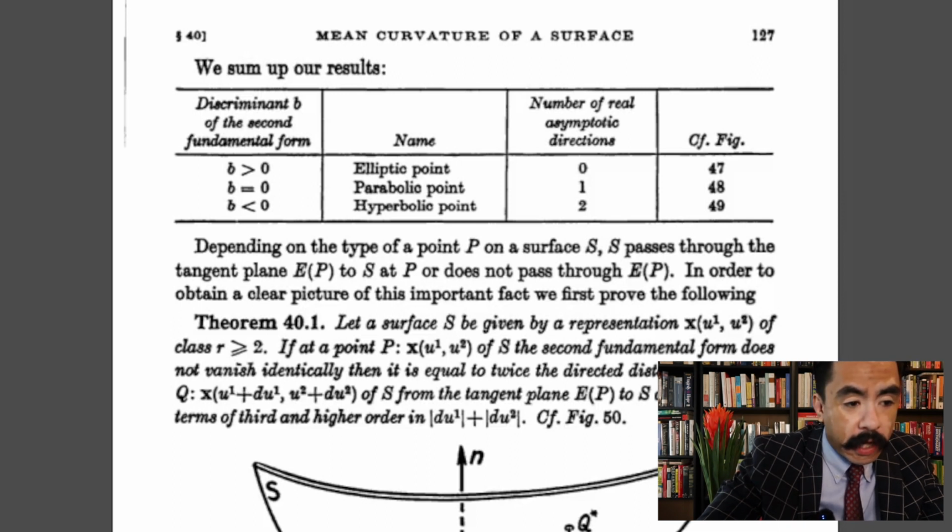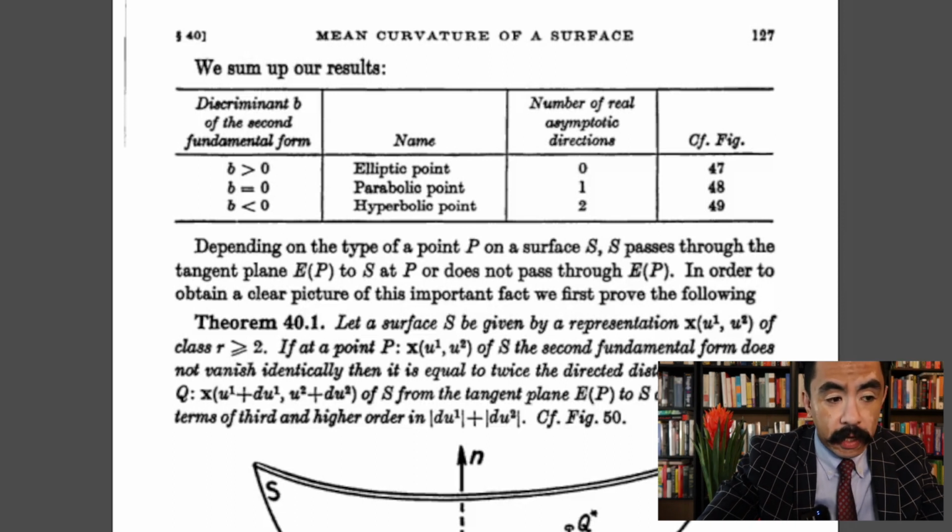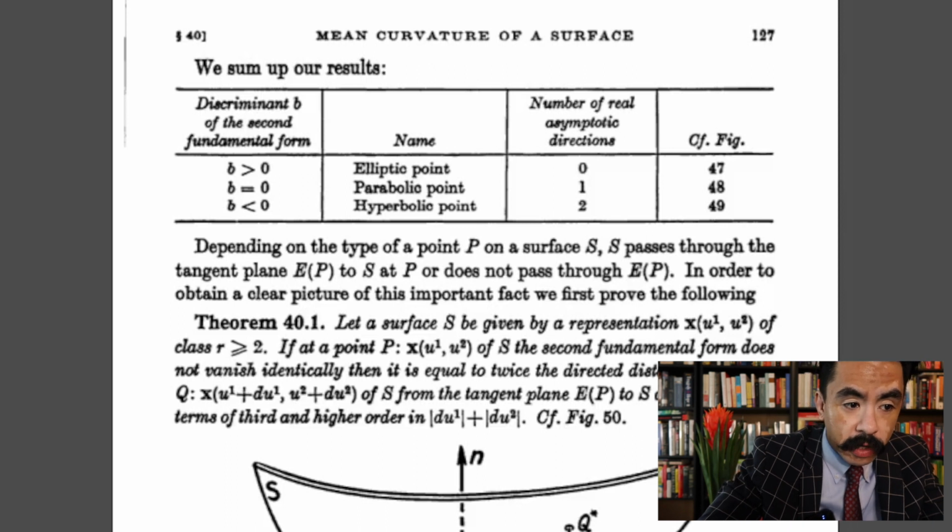Depending on the type of a point P on a surface S, S passes through the tangent plane E(P) to S at P, or does not pass through E(P), the tangent plane that is. In order to obtain a clear picture of this important fact, we first prove the following.